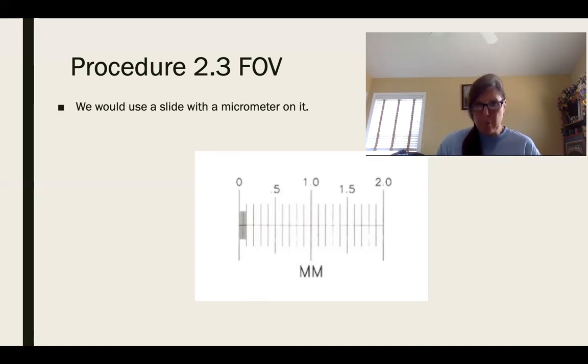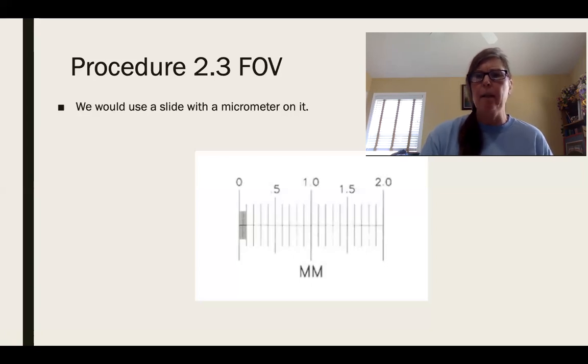All right, procedure 2.3 is our field of view. This is probably the hardest part of the lab right here. So what we would have done is we would have picked up a slide, and the slide would have actually looked like there was nothing on it. A lot of students said, there's nothing on it. Yeah, there is. There is a microscopic ruler on there. It's called a micrometer. It is very, very small.